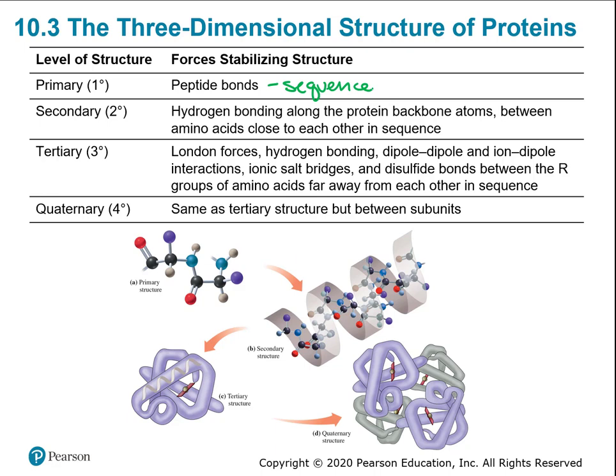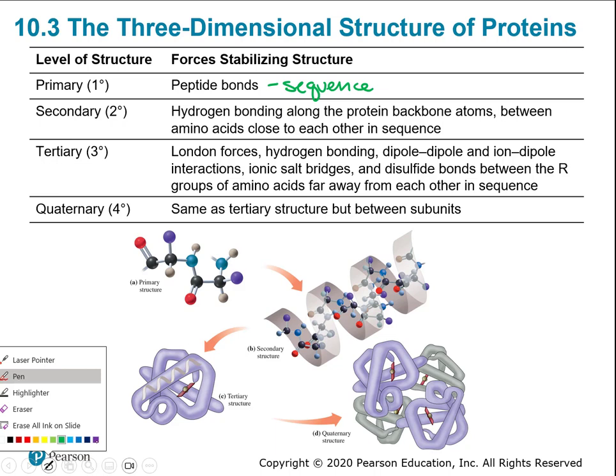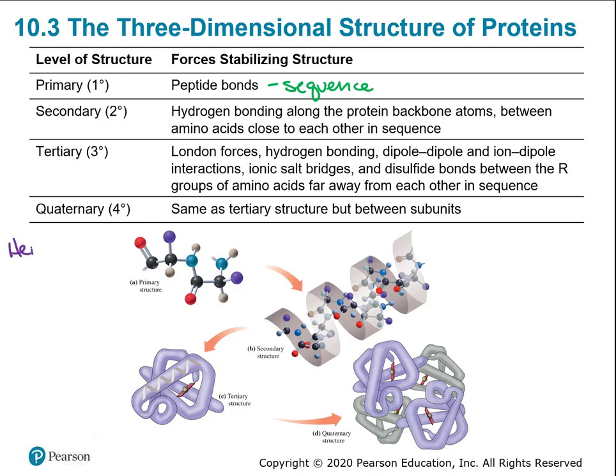So hemoglobin is another one that we're going to talk about in terms of function. Hemoglobin is found where? It's in your red blood cells.